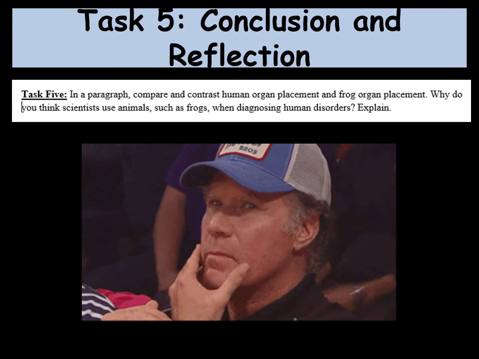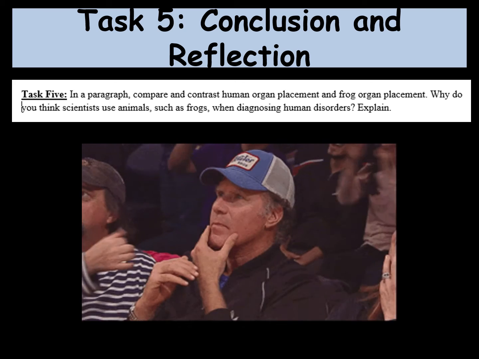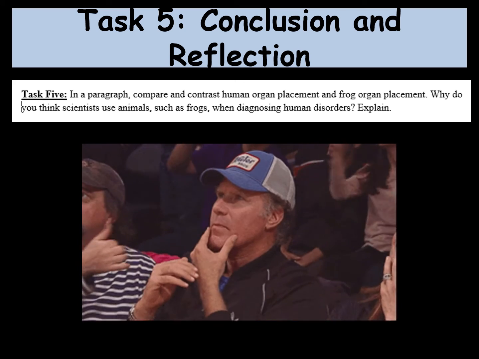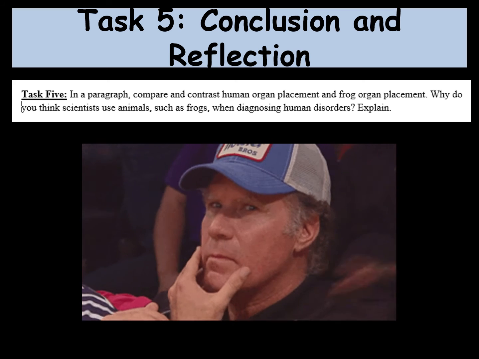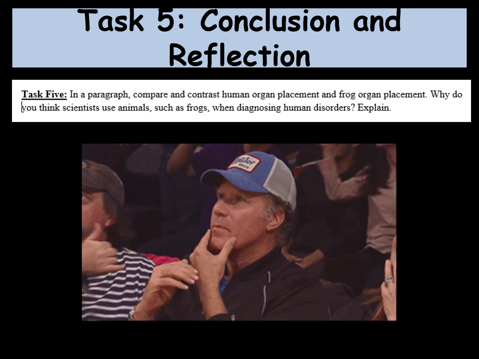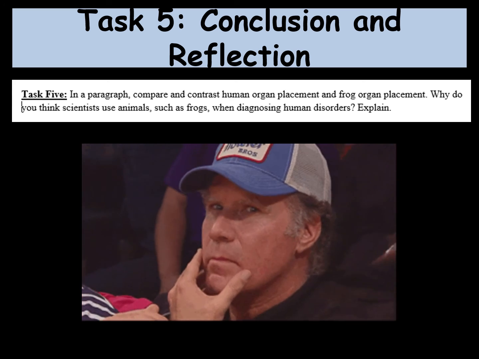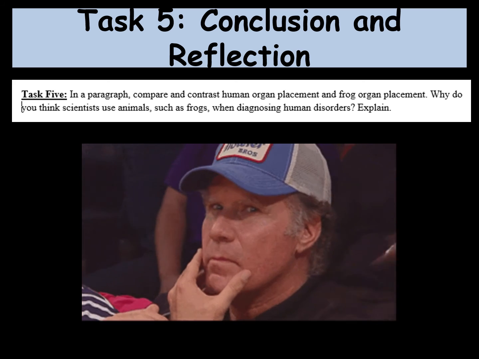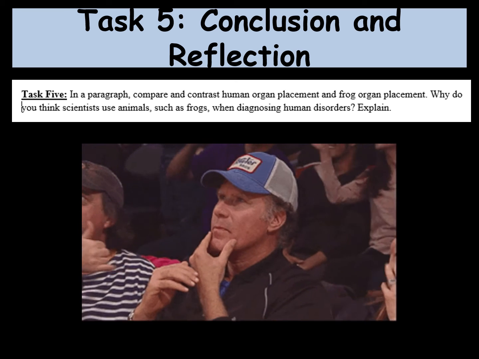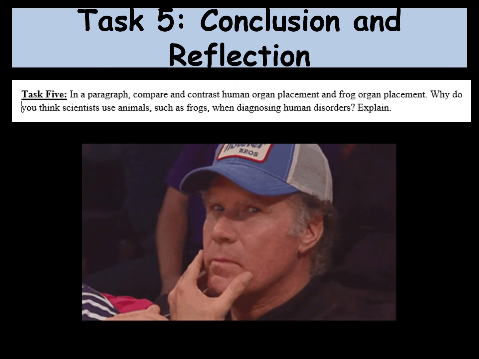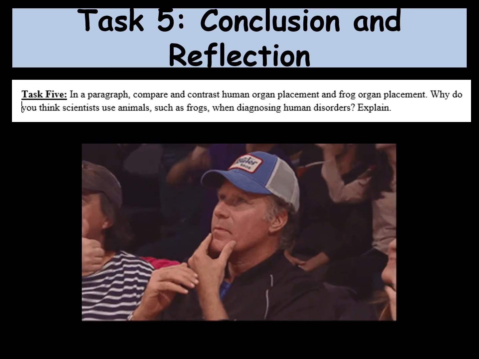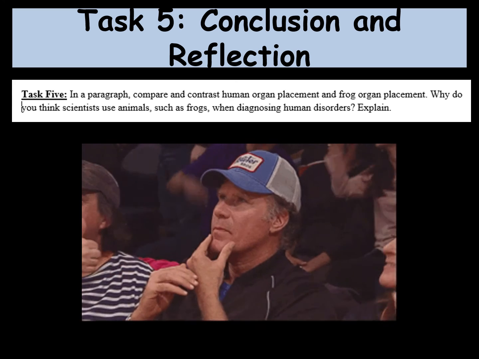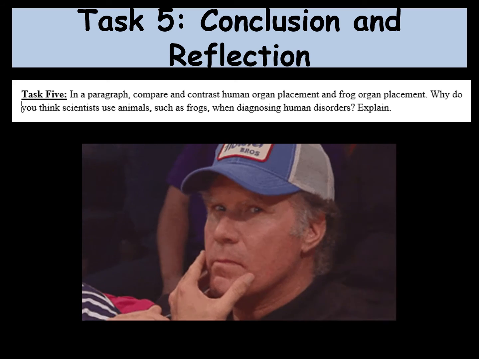In task 5, this is where you are making your conclusions and reflecting upon what you observed. So take a look at human organ placement and frog organ placement. Do you see similarities? Do you see differences? Talk about that. And then I want you to think about why scientists use things like frogs and pigs when they're diagnosing human disorders, and please explain. So type that all up in a paragraph and place it in the document.